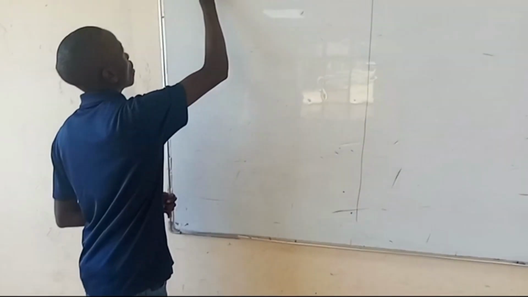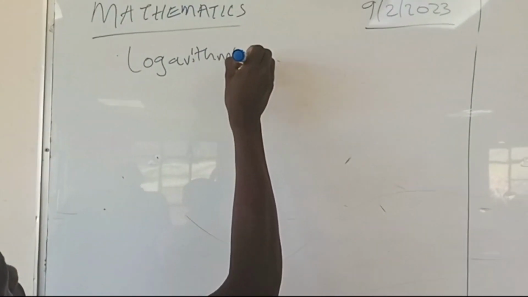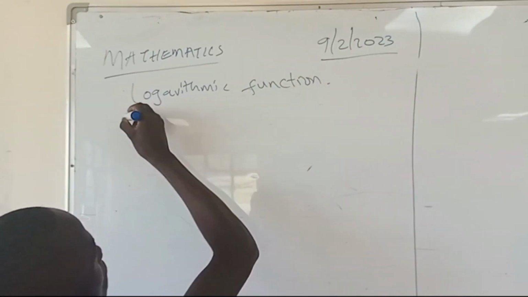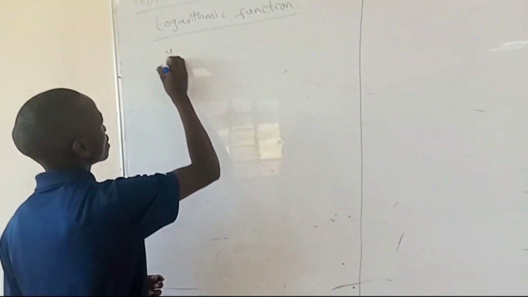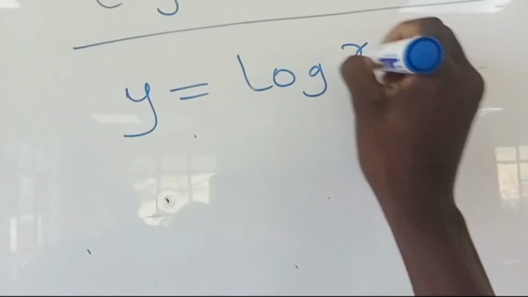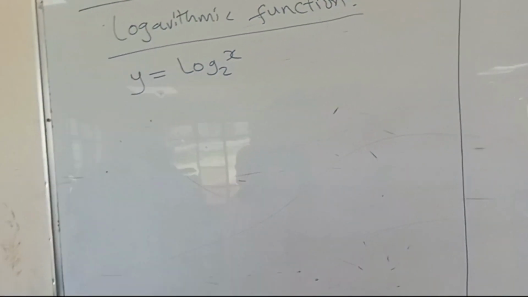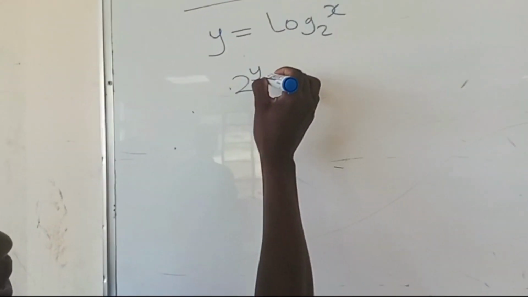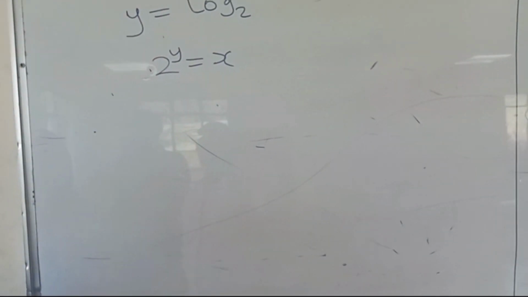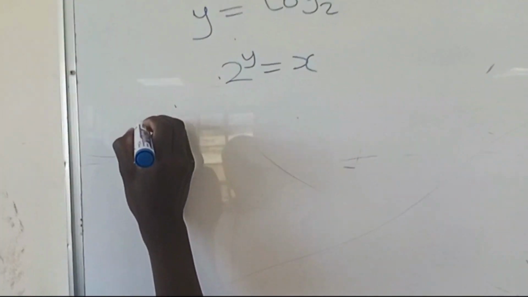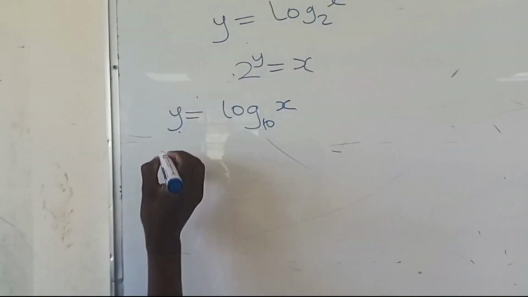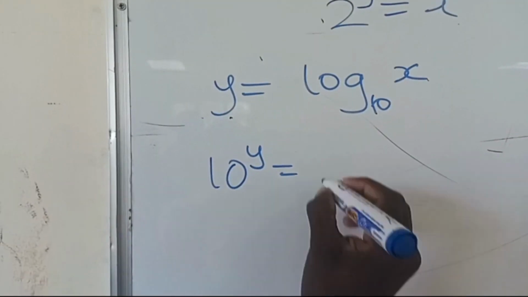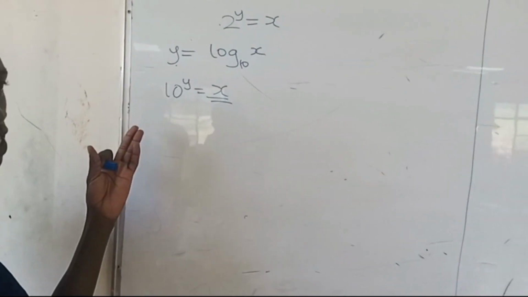So, today we are going to deal with the logarithmic function. If, for example, you are given a function equivalent to, let's say, y = log x to base 2, we can write this function in another form by saying 2 power y will give us our answer as x. You can also be given another function like y = log x base 10. It means 10 power y gives x. So the value of x will be 10 power y.